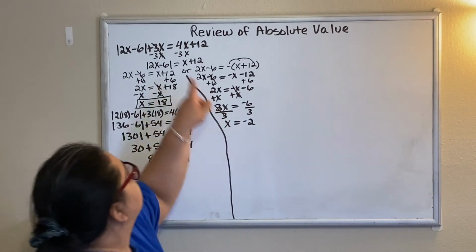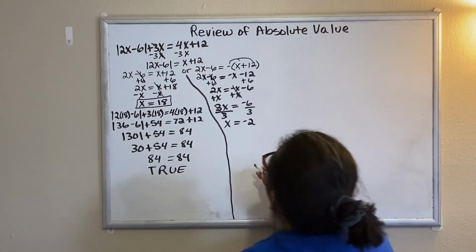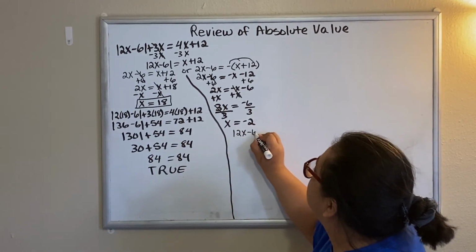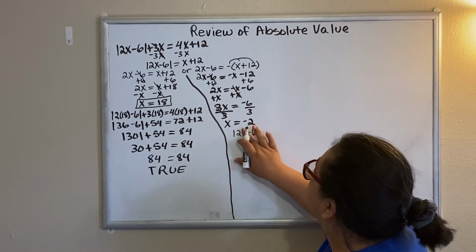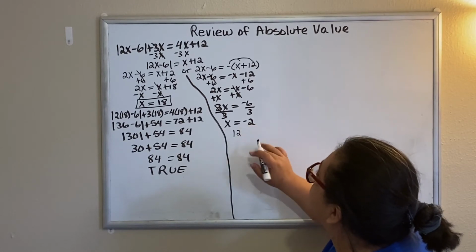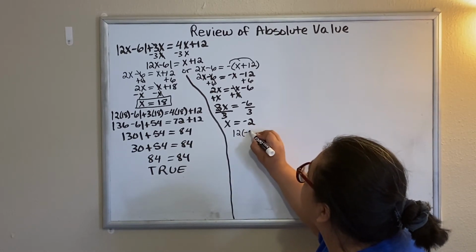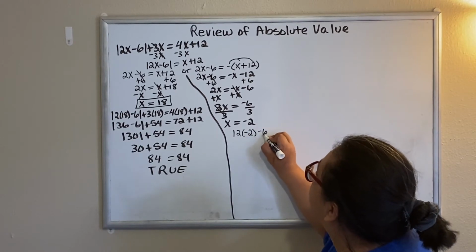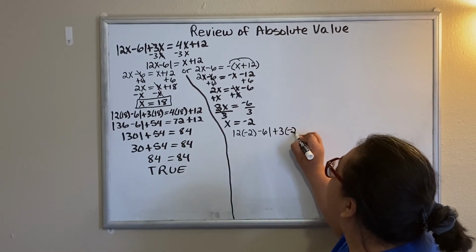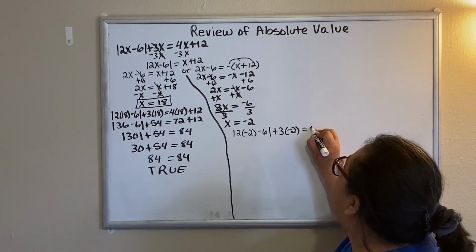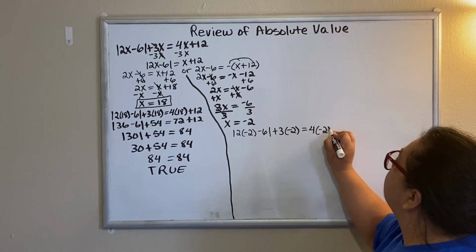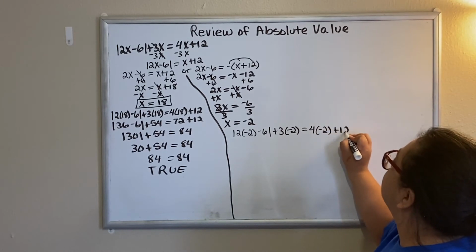So we're going to plug negative 2 into our original statement. So we're going to say the absolute value of 2x minus 6. Sorry, I did that wrong. Let me back up here. The absolute value of 2, and x is negative 2, so times negative 2 minus 6, close the absolute value, plus 3, x is negative 2, so we're going to plug in negative 2, equals 4, x is negative 2, so we're going to plug in negative 2, plus 12.